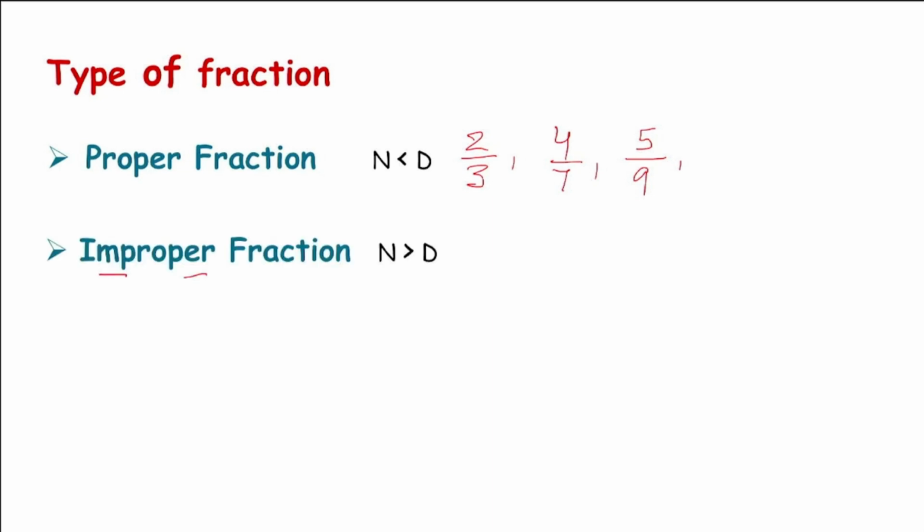Next is improper fraction, where the numerator is greater than the denominator. For example, 4 by 3, 5 by 2, 10 by 7 and so on.